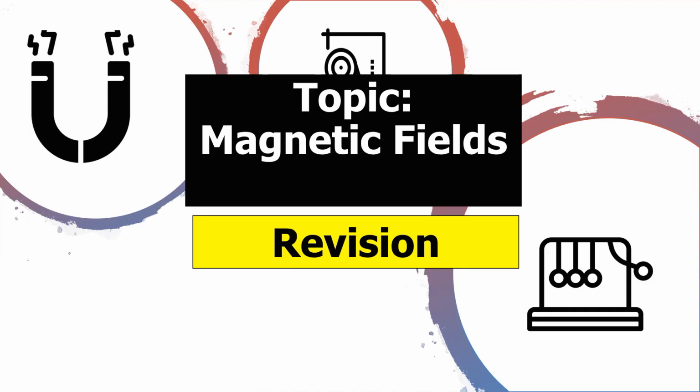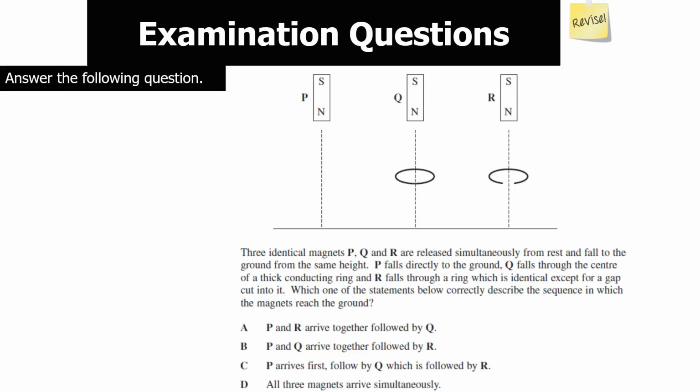Then let's have a look at some questions concerning magnetic fields. So this question says, three identical magnets P, Q and R are released simultaneously from rest and fall to the ground from the same height.